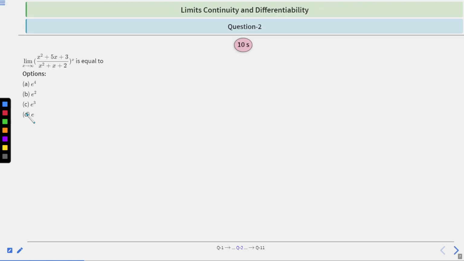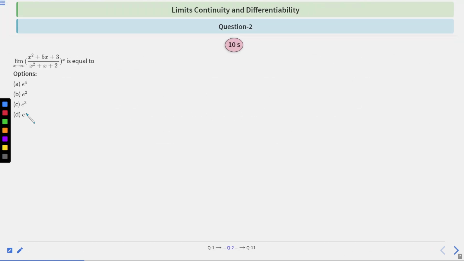Question number 2. It says limit as x extends to infinity of x square plus 5x plus 3 upon x square plus x plus 2, to the power x, is equal to.